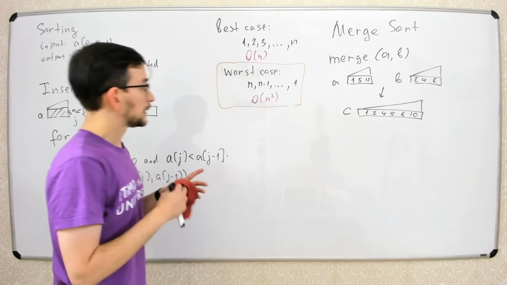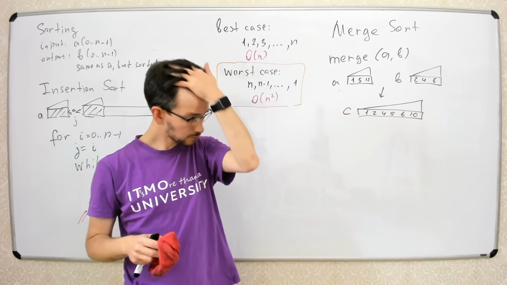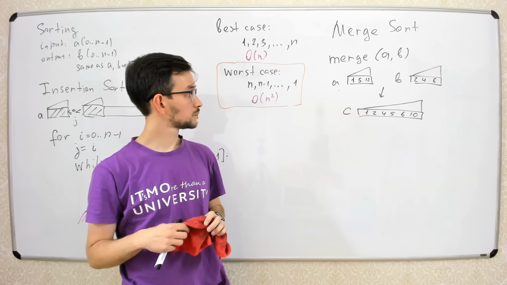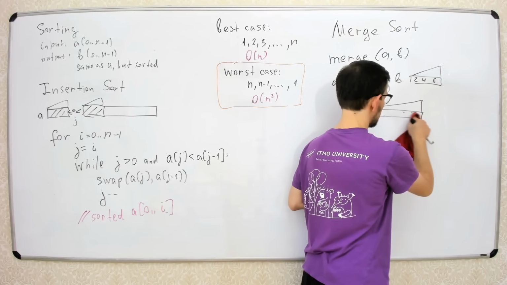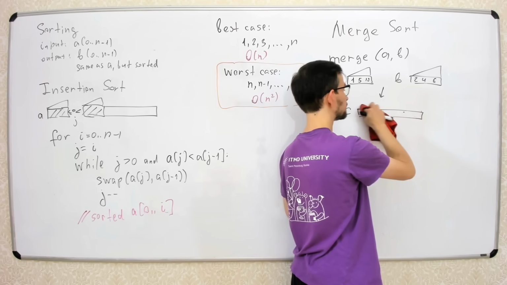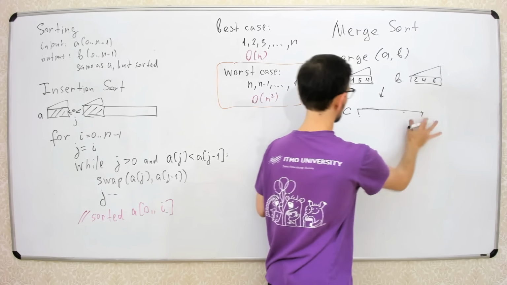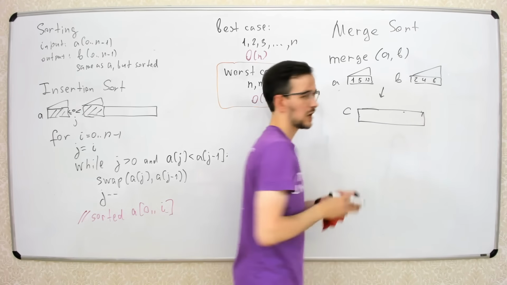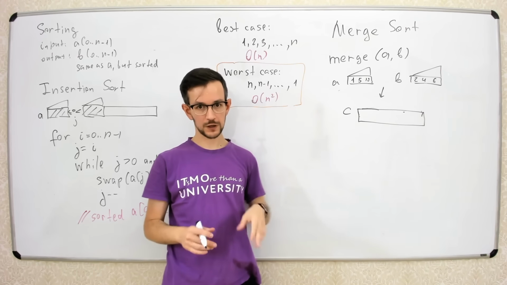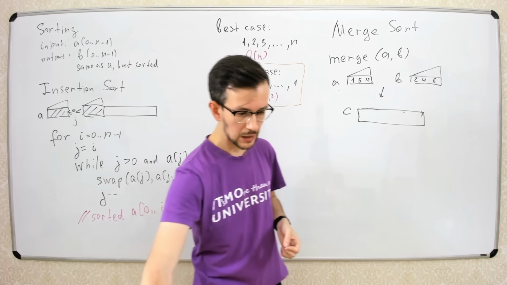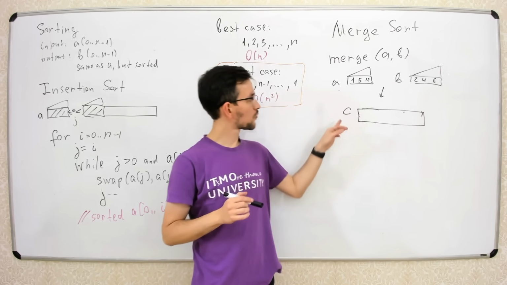So, how do we merge two sorted arrays into one sorted array? Let's see. You have two sorted arrays. Let's draw it a little bit bigger. And you want to put all these elements into one big array in sorted order. Let's go from left to right.